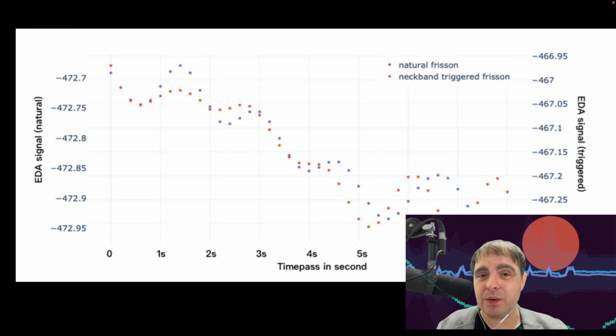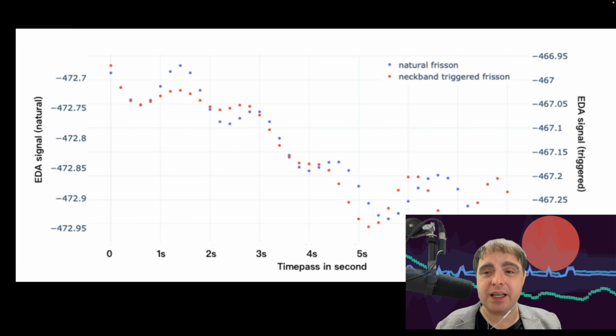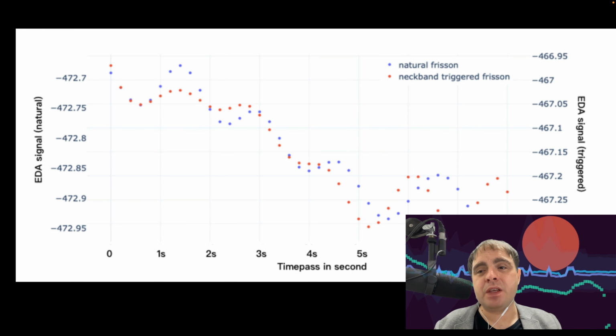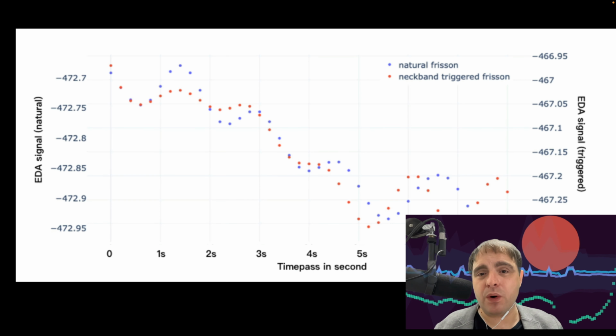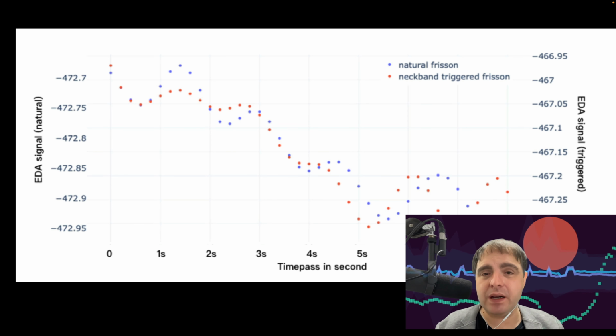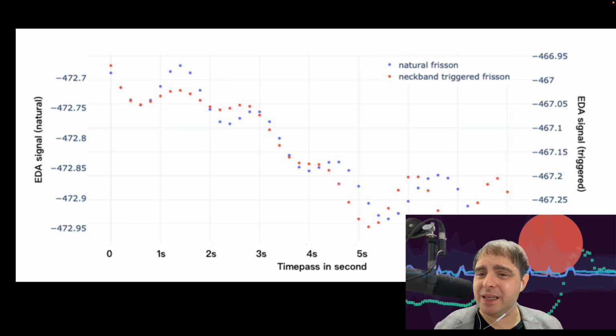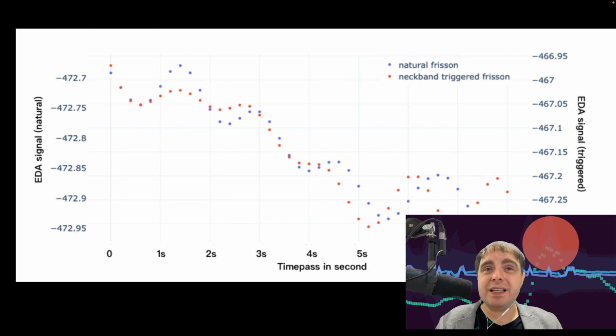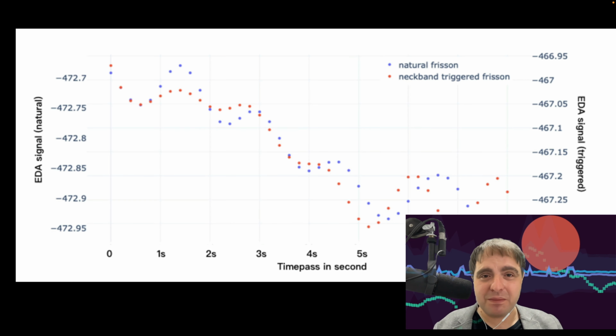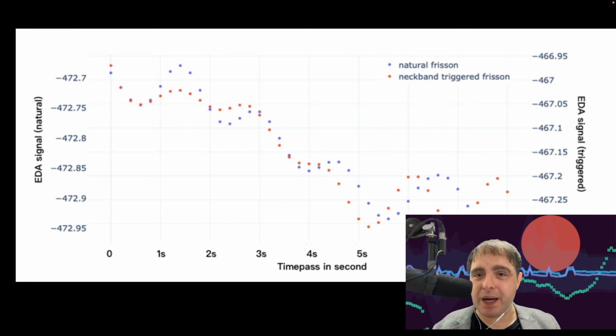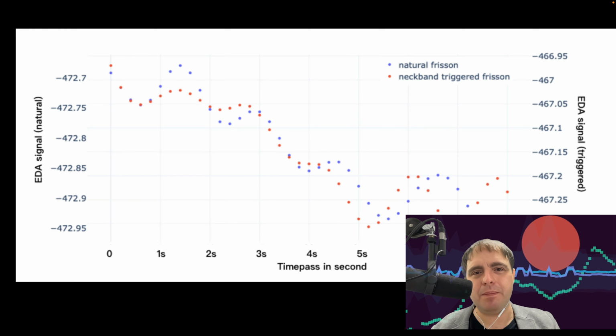We don't know on the physiology side. So this is the EDA for, in blue, natural frisson that's occurring naturally for a person, and red for the neckband triggered frisson. And what you see, however, is that it seems similar, at least on the physiology level. Is it then the same experience? Again, we don't know, but at least this gives some indication that we might induce the feeling in other people.